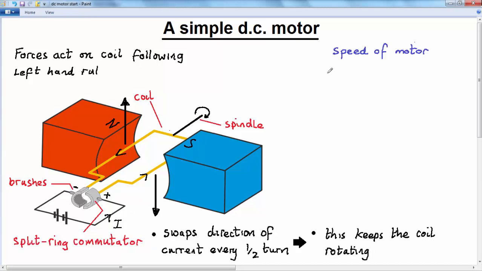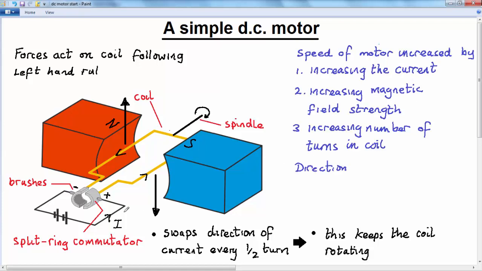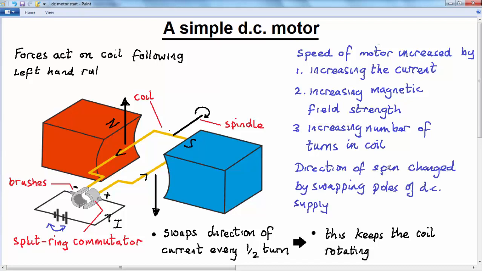So just to finish off, we can say the speed of the motor can be increased by 1. Increasing the current that's flowing in the coil, 2. By increasing the magnetic field strength, and 3. By increasing the number of turns in this coil. Also, you know that the direction of spin can be changed by swapping the poles of the power supply around. Okay, so these things affect the operation of the simple DC motor.